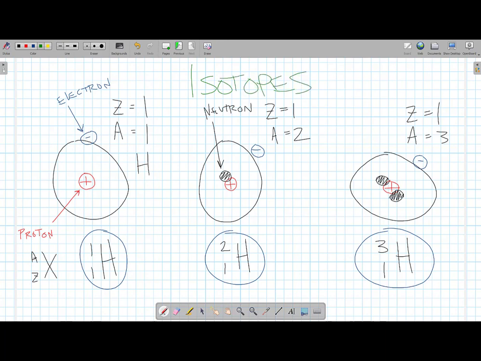Isotopes. Isotopes are the same number of protons, different number of neutrons.